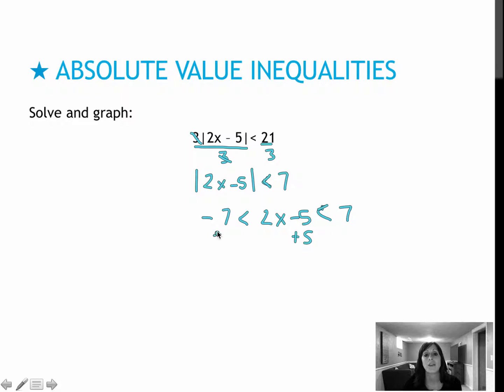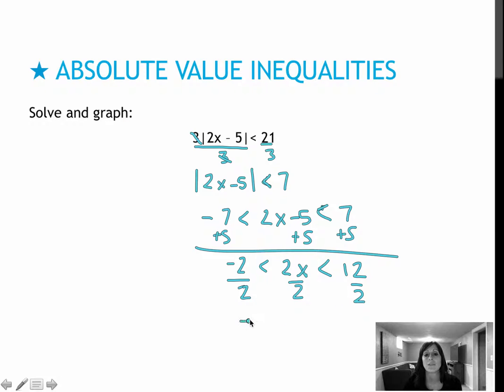I'm going to add 5 to all three places. -2 is less than 2x is less than 12. Divide by 2 in all three places. -1 is less than x is less than 6. To graph, I would go from -1 to +6. It does not include either of those values, but it would shade in between.